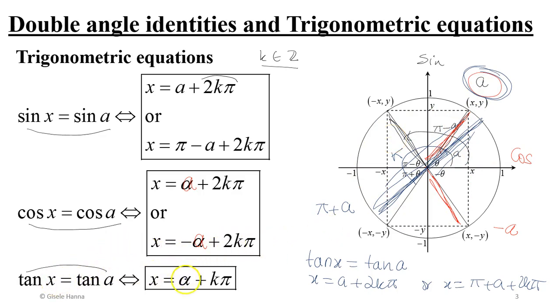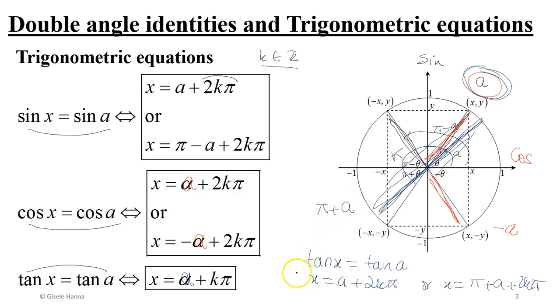So this is why you'd see here that tan x equals tan a is x equals a plus k pi. For k equals 0, you'd have a. For k equals 1, you'd have pi plus a. For k equals 2, you'd have 2 pi, so that brings you back to a. For k equals 3, you'd have 3 pi, so 3 half turns would bring you back to pi plus a, to that point here.